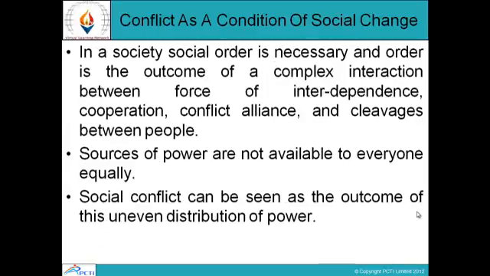Conflict as a condition of social change. In a society, social order is necessary, and order is the outcome of a complex interaction between forces of interdependence, cooperation, conflict, alliance, and cleavages between people. Sources of power are not available to everyone equally. Social conflict can be seen as the outcome of this uneven distribution of power.